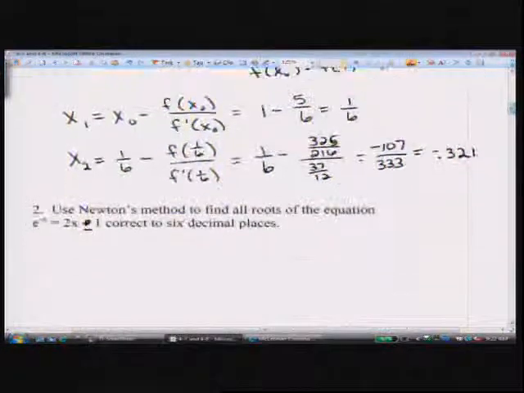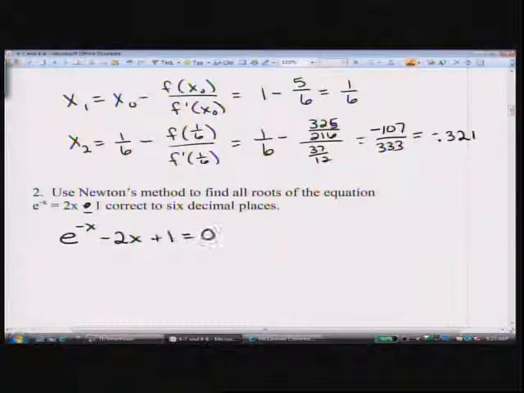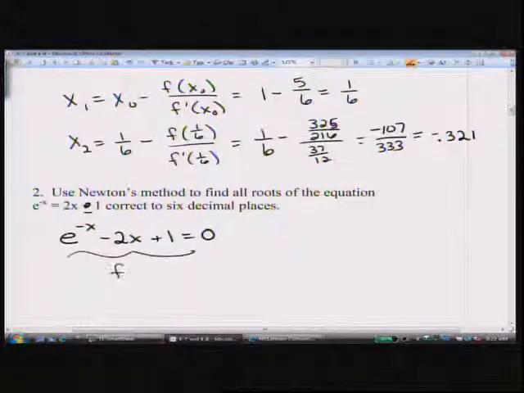Okay, so let's try another one. It says, use Newton's method to find all the roots of the equation e to the negative x minus 2x plus 1 equals 0. Okay, so it should be minus 1. I should correct it here. e to the negative x minus 2x plus 1 equals 0. This is the first thing you do, write that equation, and this will be your f of x.